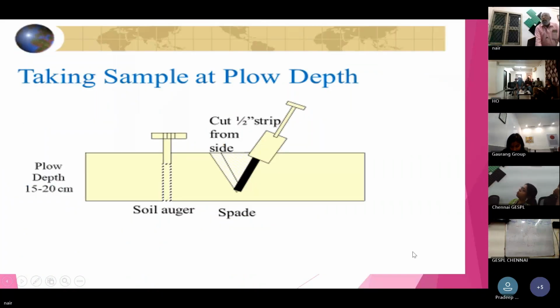Okay. Then taking a sample at plow depth. Plow depth means when you plow, that depth is called the plow depth. With a plowing cattle, the plow depth is 15 to 20 centimeters. Soil auger with this, a spade you can use. Mostly this one is used.